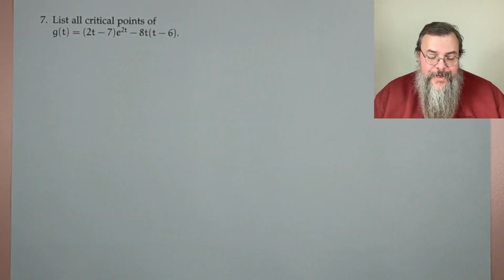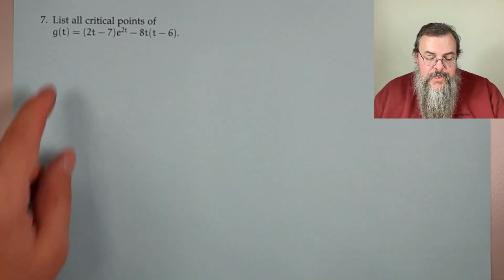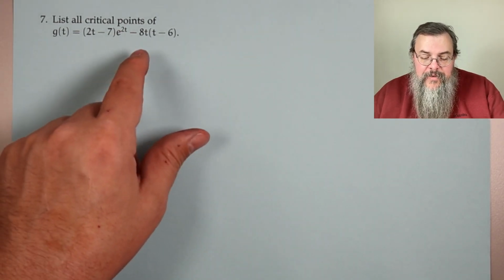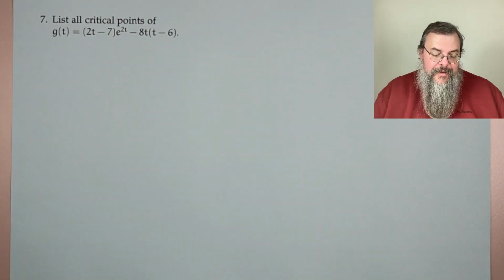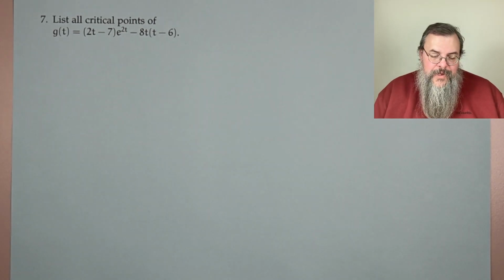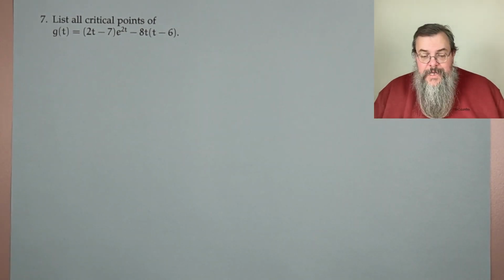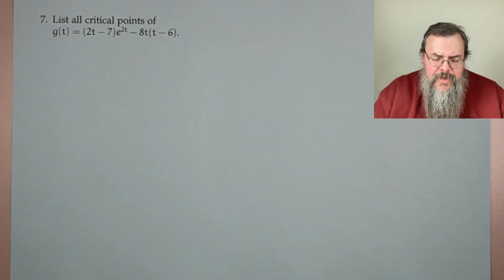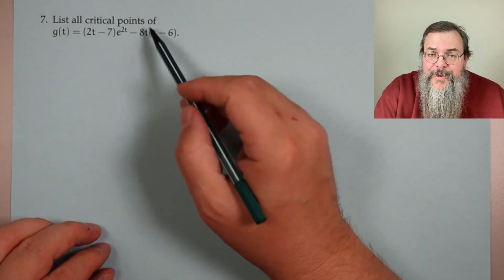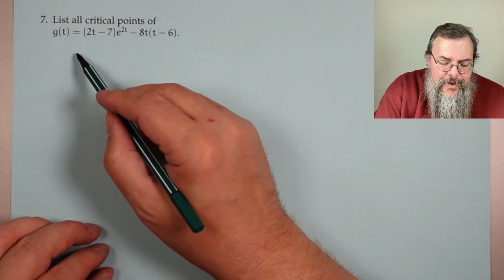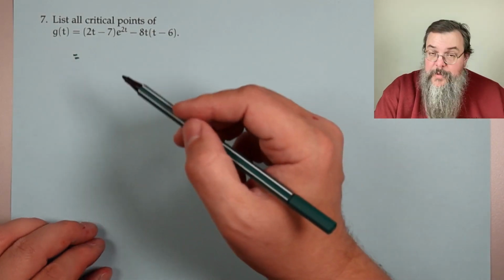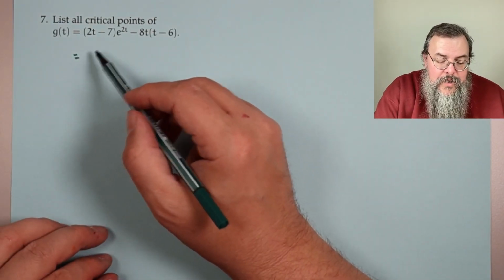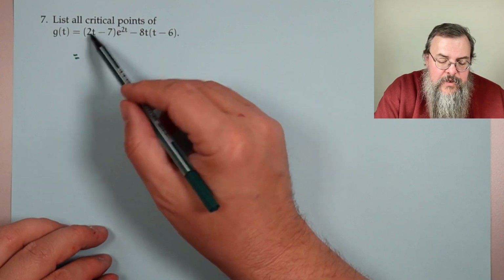List all critical points for the function g of t, 2t minus 7 e to the 2t minus 8t times t minus 6. All right. Well, we need to take a derivative. Now, before I take this derivative, I'm going to distribute this 8t through. I don't know why they didn't do that before, but I'm going to do it now because I can. And yeah, let's actually distribute everything through.